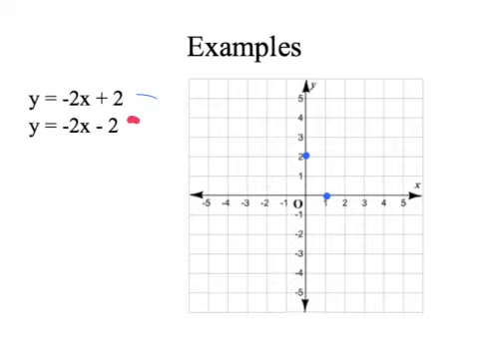I'm going to do my second line in red. My y-intercept is -2, so it means I go down 2. And then the slope is the same, it's -2/1. So I go down 2 and right 1. Now I want to go ahead and draw my two lines.